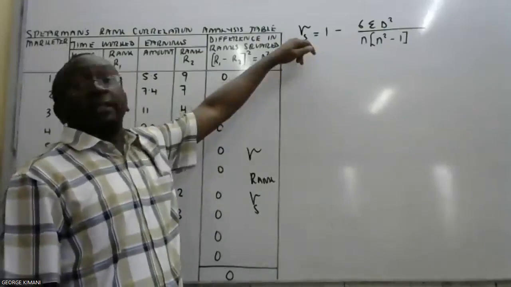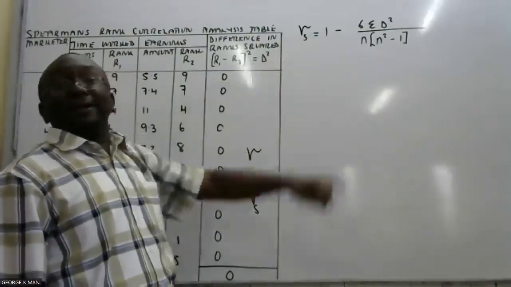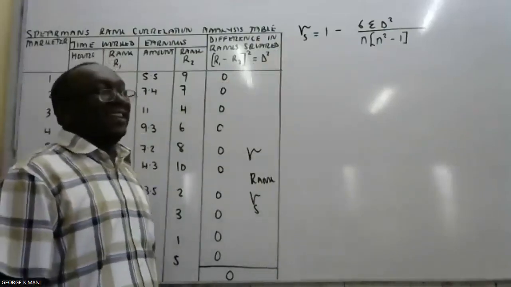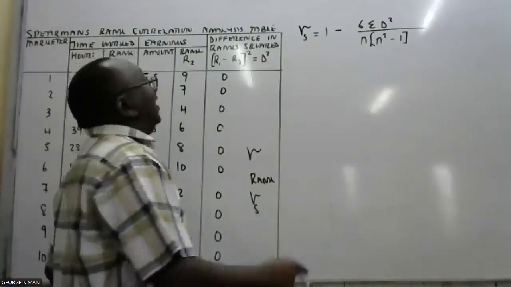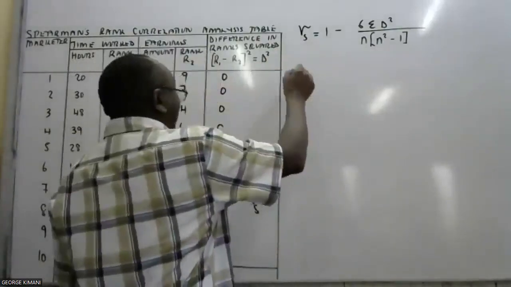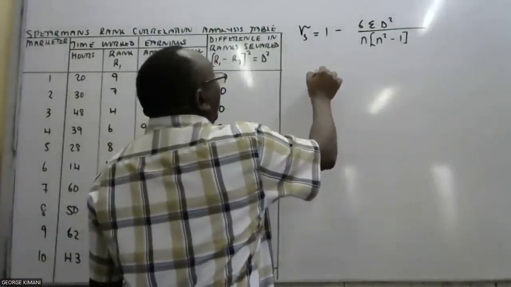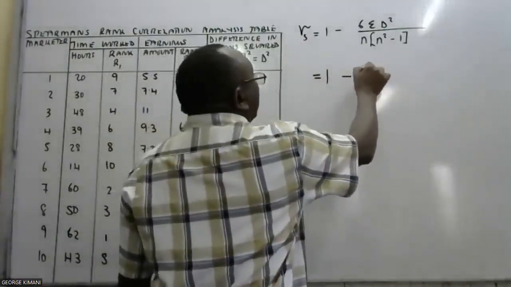This one. This is R. That's R. Okay. So R minus 6 times.